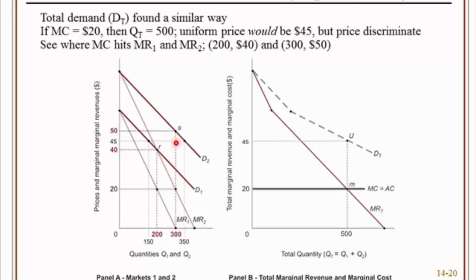And I want to sell at a price of $50 in market 2. So I'm selling 200 units in market 1, 300 units in market 2. So I'm selling my 500 total that I wanted to. But I'm selling at a lower price in the lower demanding market, and I'm selling at a higher price and selling more units in the higher demanding market.